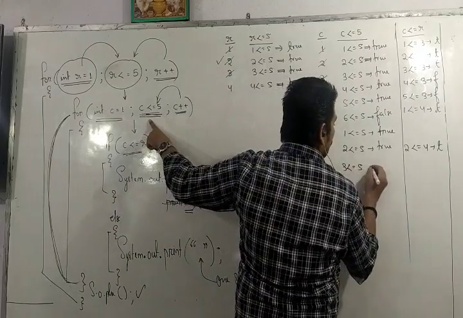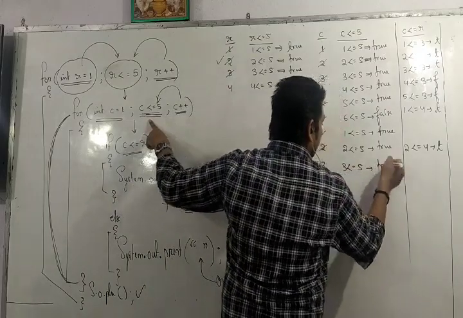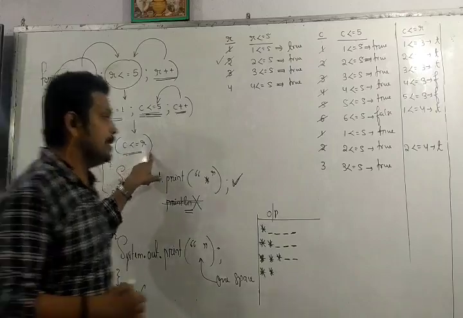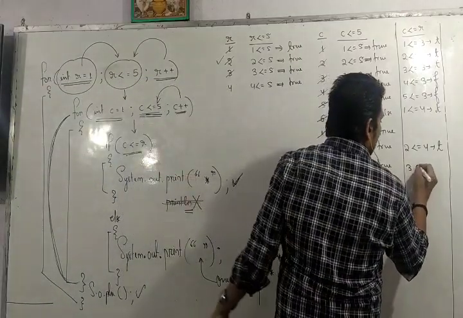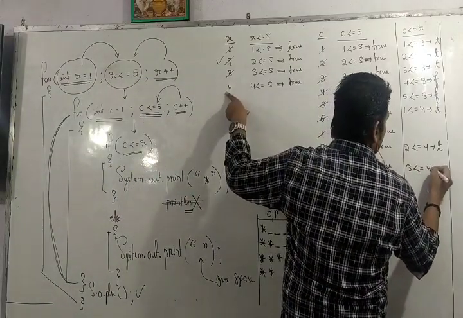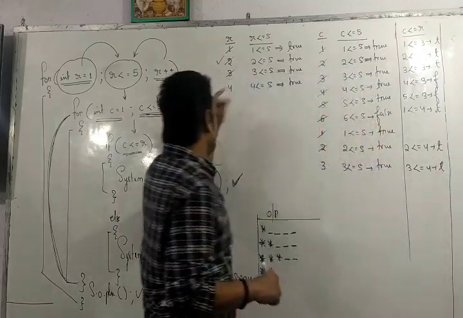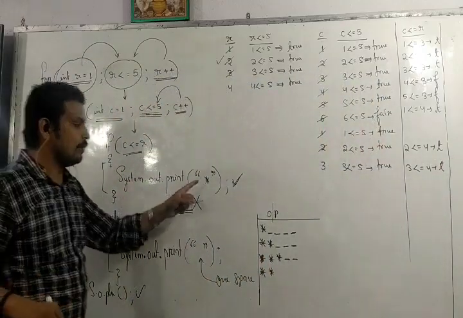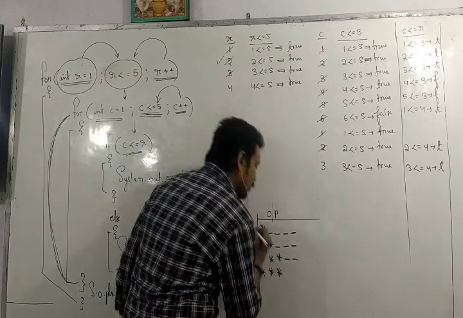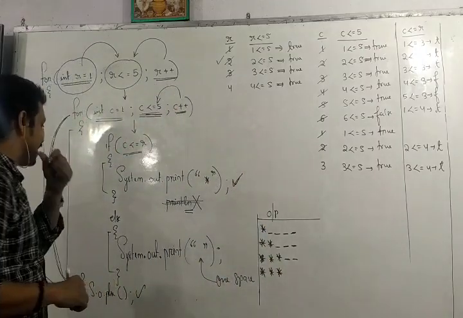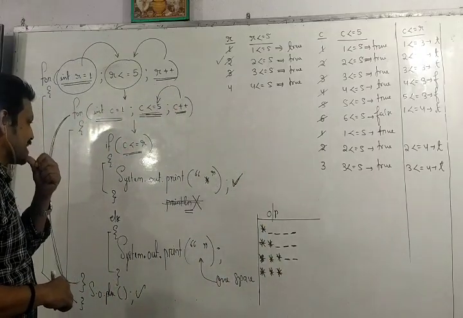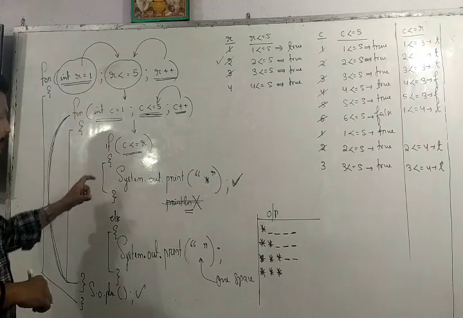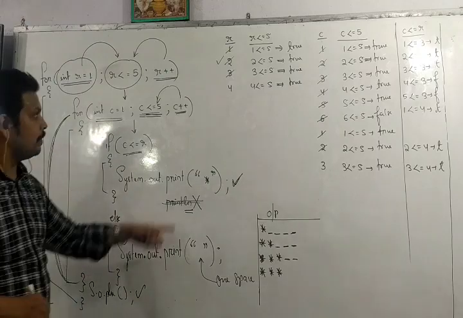3 is less than equal to 5. The answer is true. If it is true, one more check. C less than equal to R. What is C? 3. 3 less than equal to 4. So it will be true. If it is true, then star will be printed. Okay. If star is printed, else part will be ignored. Then the control will go to C++.